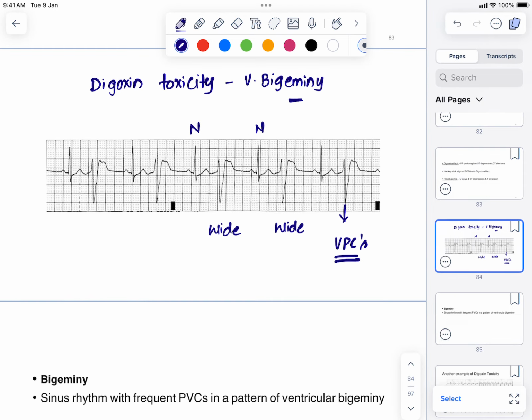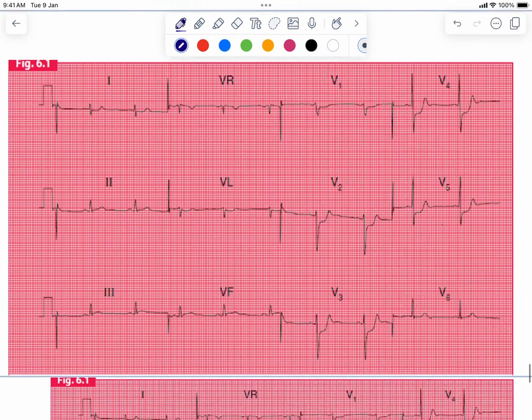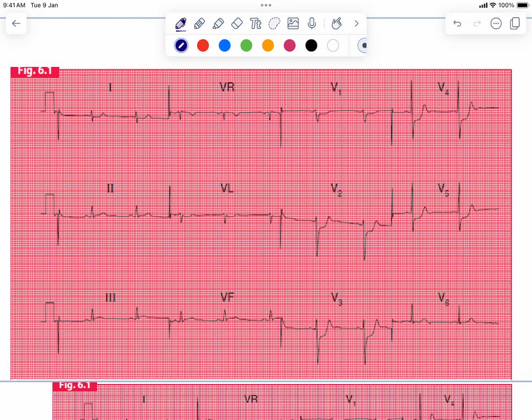Now, let me show you one more ECG. Yeah. So this is the ECG of a 52-year-old female patient. She is non-diabetic. She presented with chest pain. And when ECG was done, it was showing ST segment depression in V2, V3 and as well as V4. To a certain extent in V5, the ECG changes are present.